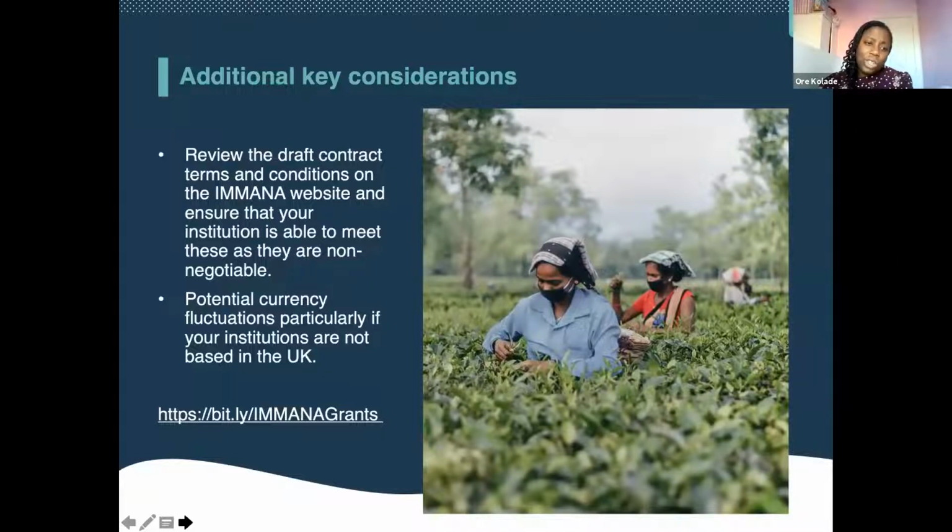Also, regarding exchange rates, we've had situations in the past where, because of Brexit or other situations, there's been currency fluctuations, and that's then had an impact on the funding for projects. We're not able to make any changes to the budgets once they're agreed. So please factor this in, look at what the risks are, and factor those currency fluctuations into your budget, especially if you're not based in the UK.